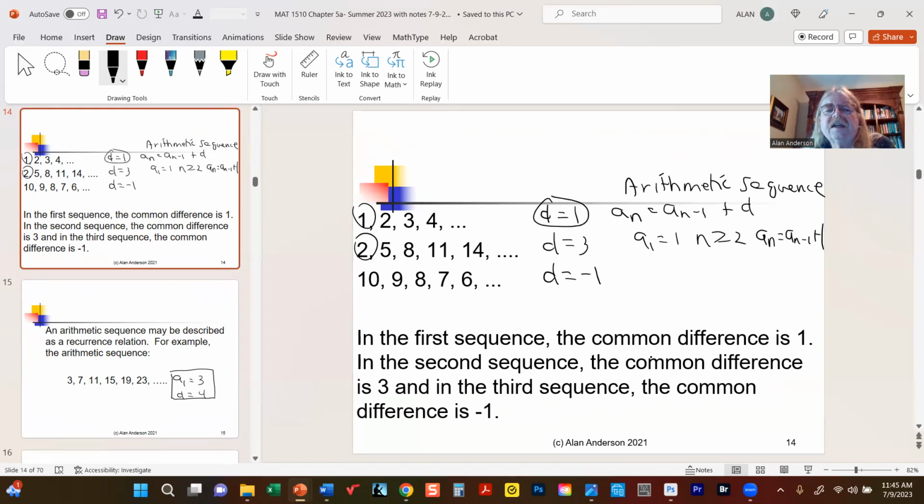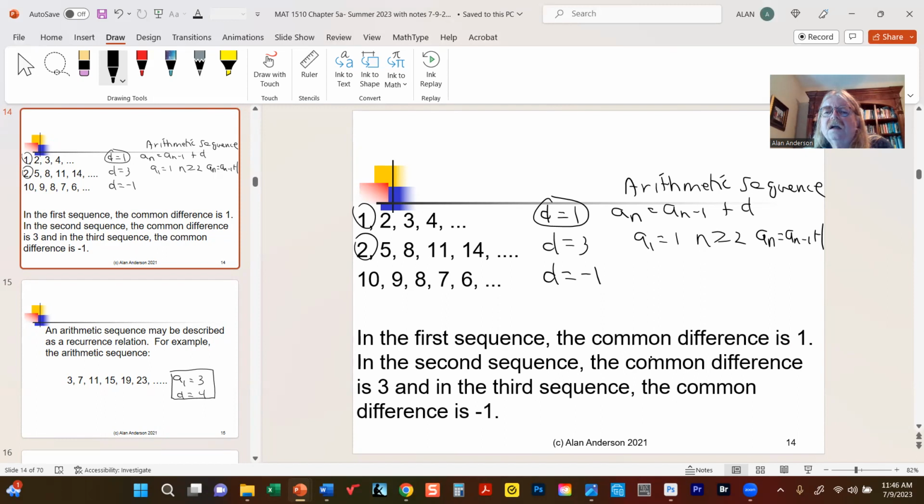So for example, in this first case, to go from 1 to 2 to 3 to 4, each time I'm simply adding 1. In the second case, I started at 2, and each term following that is simply 3 added to the previous term. And in the last case, because the sequence is declining, it's clear that the common difference is negative.